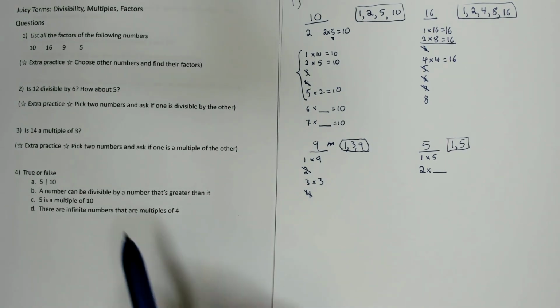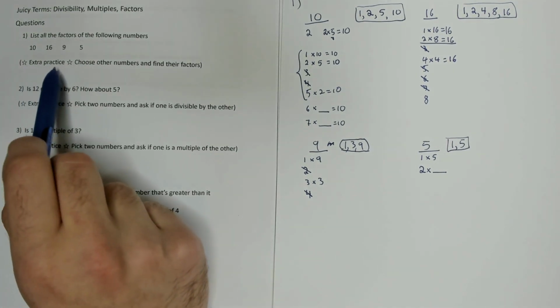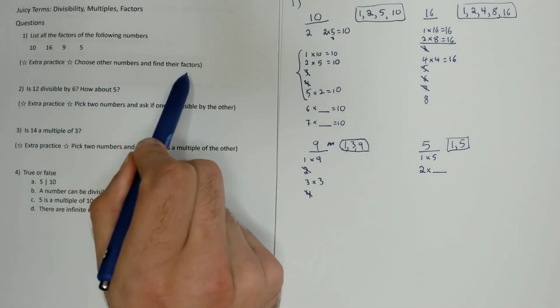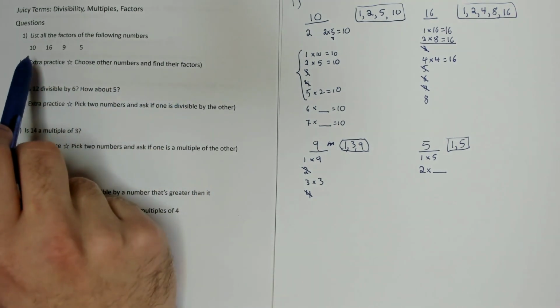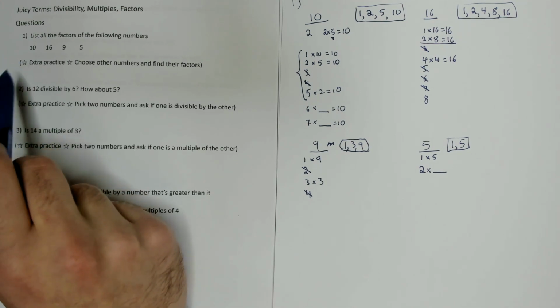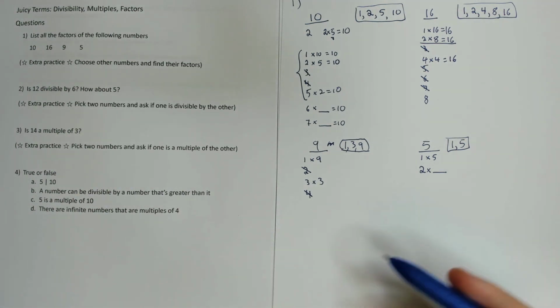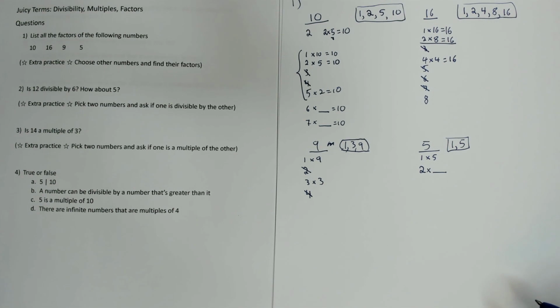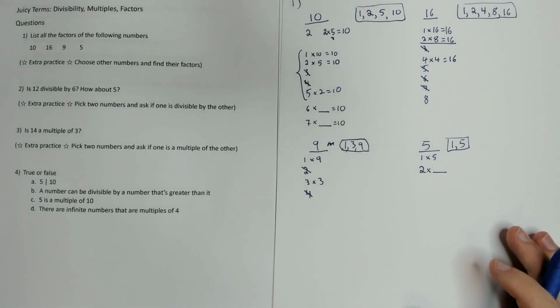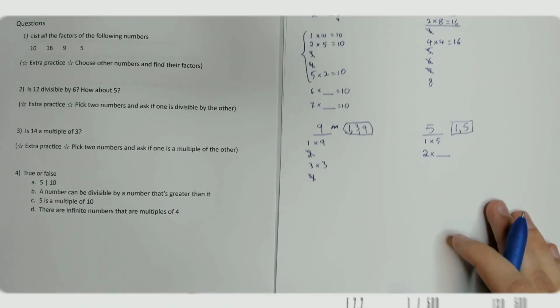All right, so that was number 1, and I wrote here for extra practice, you can choose other numbers and find their factors. So all I did was I just picked random numbers and I looked for their factors. So you can get pretty much infinite examples here if you just choose any number you want, 100, 33, 94, and you just look for its factors, right? So I encourage you to do that to really get comfortable with this process. And let's go on to number 2.